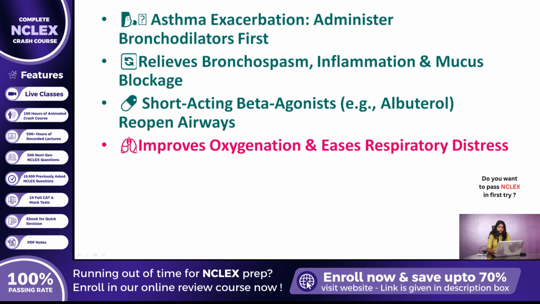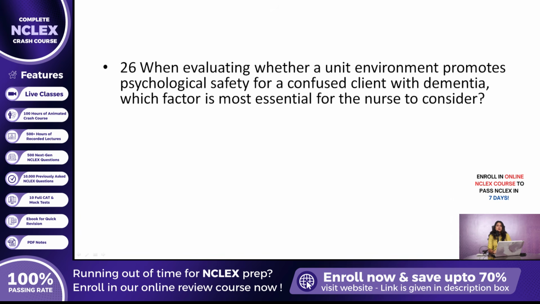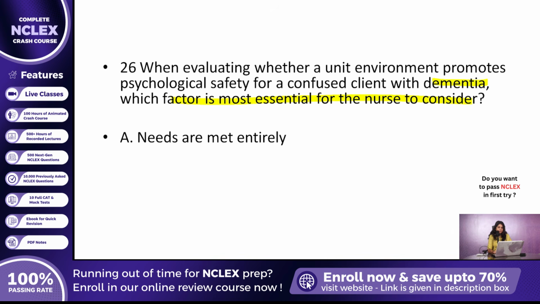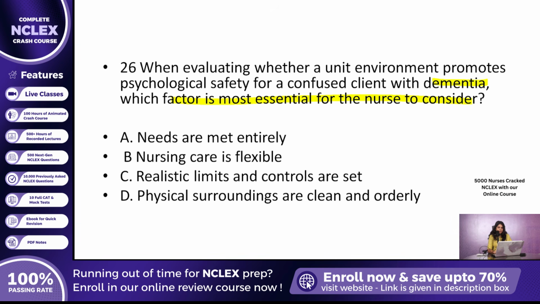Let us now explore question number 26, which centers on evaluating the environment of a care unit for a client with dementia who is confused. The question asks, when assessing whether the unit promotes psychological safety for this client, which factor is most essential for the nurse to consider? The answer choices include Option A, needs are met entirely. Option B, nursing care is flexible. Option C, realistic limits and controls are set. And Option D, physical surroundings are clean and orderly.